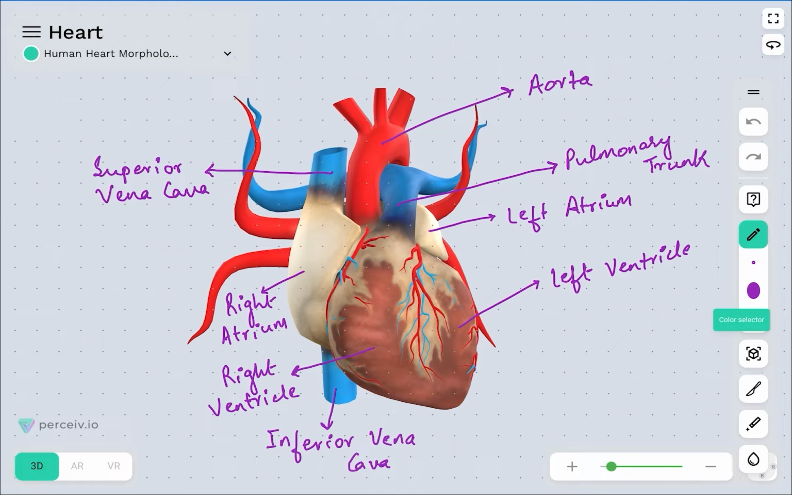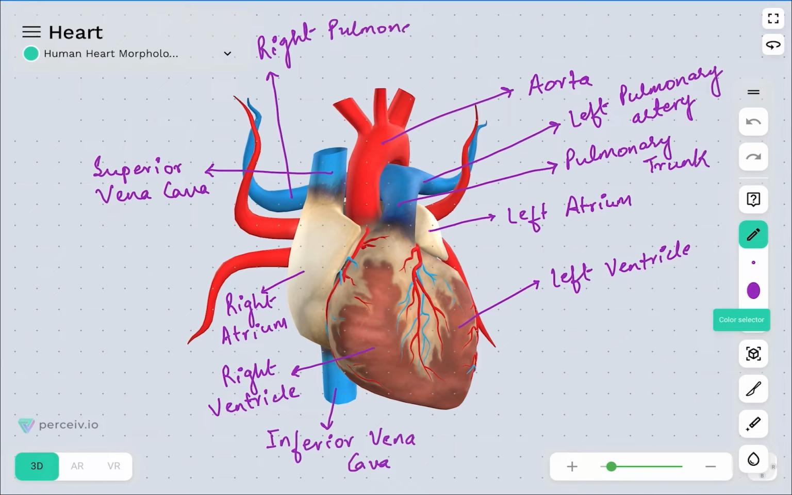This pulmonary trunk is going to give rise to the pulmonary arteries. So this one is the left pulmonary artery. And this one is the right pulmonary artery. This indicates that the left pulmonary artery will enter into the left lung and the right pulmonary artery will enter into the right lung. These are the blood vessels.